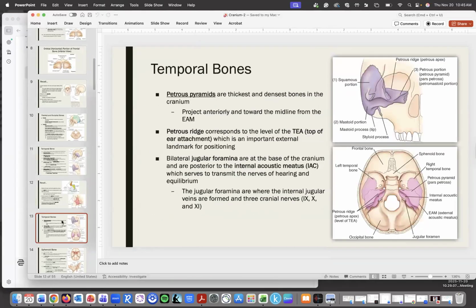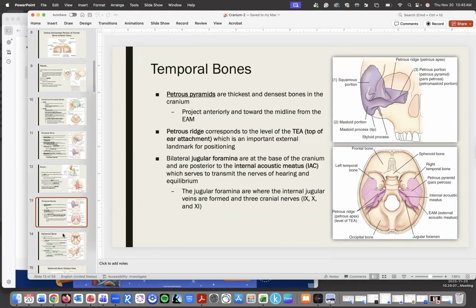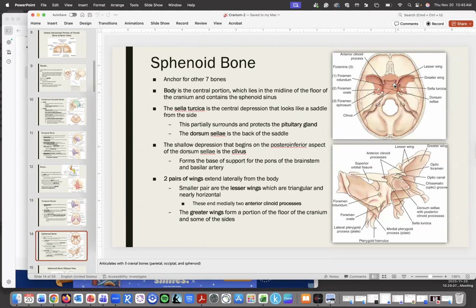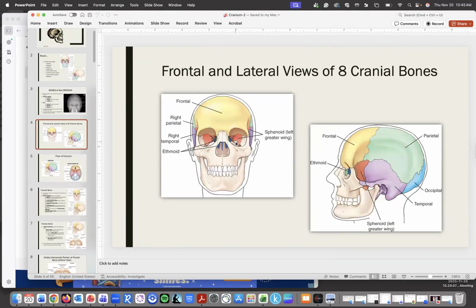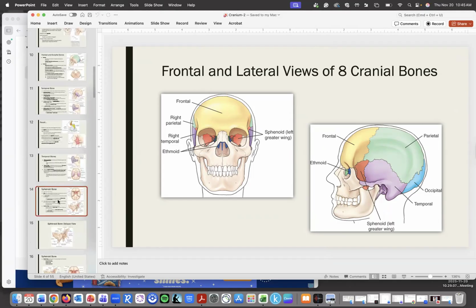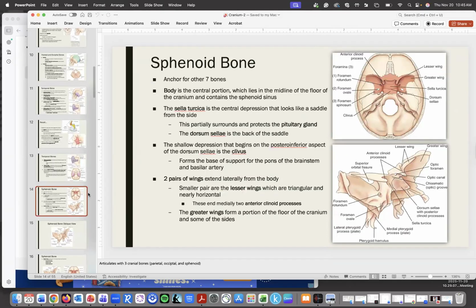All right, next up, the sphenoid. Now, the sphenoid bone is going to be here. Remember, you can see it in the orbit in the back, the greater wings right there. But if we're looking at a downward view, we see the lesser wing here and the greater wings here. Don't worry as much about the openings.